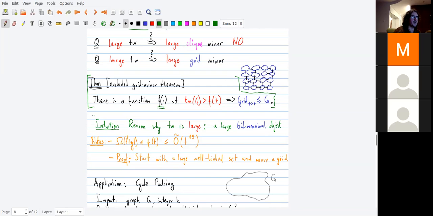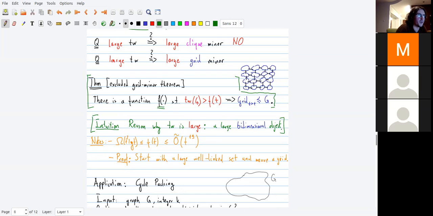So conceptually, this means that the only way a graph does not look roughly like a tree is because it contains a large bidimensional object, expressed as a minor of a large grid. And this is a conceptual dichotomy in graphs. Either they are simple because they have small treewidth, or they contain a large bidimensional object. And we will be able to use this dichotomy algorithmically in a moment.